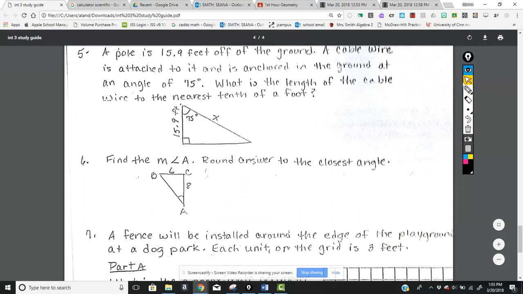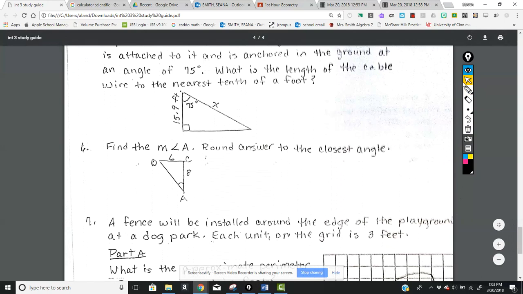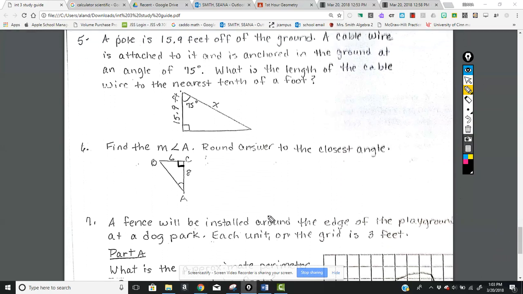On problem 6, it says find the measure of angle A, round to the nearest degree. It looks to be that this right here is your C. And so when we go to do this, we're doing it from the perspective of A. We have to decide what they gave us. Well, I know they didn't give us the hypotenuse, so that's my hint as to which trig function we'll use. I hope you thought tangent, because tangent is the one trig function that does not have the hypotenuse.